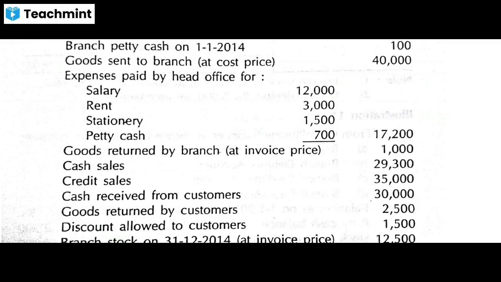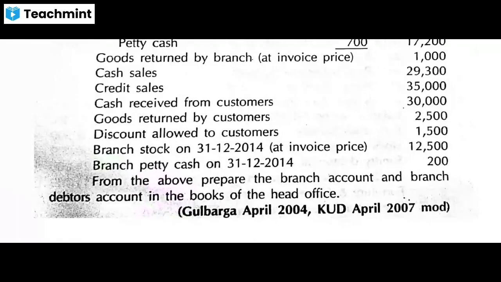So this will be: cash sales will be applied in the branch account. Credit sales will be taken in the debtor account. Cash received from customer, this will be treated in the debtor account. Goods returned by customer, it is also treated in the debtor account. And discount allowed to customers, this one is also treated in the debtor account. All these will be mentioned in the credit side of the debtor account.